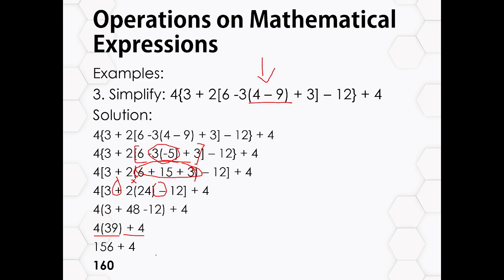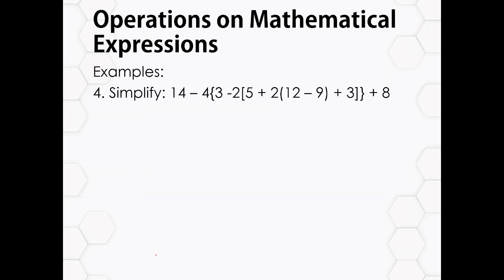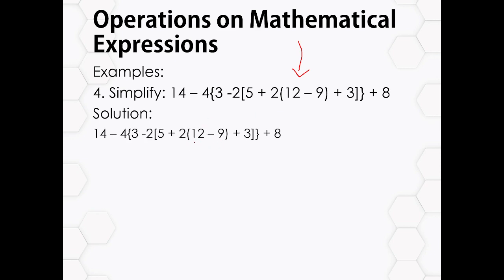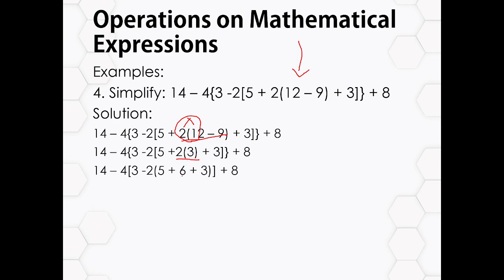Ganun po mag-solve ng operations in mathematical expression. Let's look at our last example. Same case, titignan natin yung nasa pinakaloob. Solution, nasa pinakaloob muna. 12 minus 9 is 3. 2 times 3, dahil nga alam natin na kapag walang symbol dito, multiply po ito. Sa loob ng ating brackets, 5 plus 2 times 3 plus 3. Siyempre, unahin natin 2 times 3. So, 5 plus 6 plus 3, that will be 14.